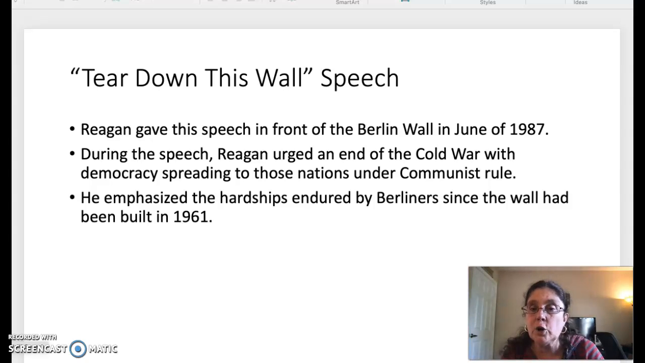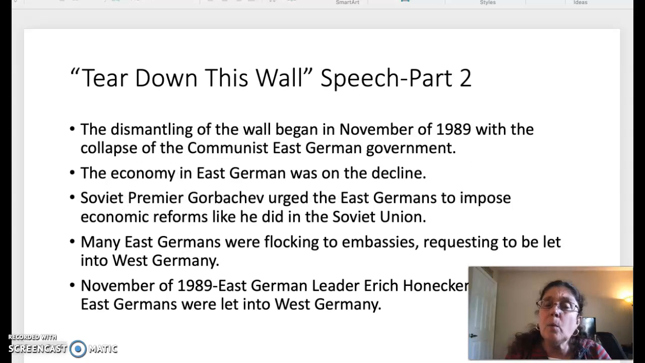Reagan gave this famous speech at the Berlin Wall in June of 1987. During this speech, he urged an end to the Cold War and said he dreamed of democracy spreading to the nations under communist rule. And he emphasized the hardships endured by Berliners since the wall had been built in 1961. So basically, you have to understand the end of the Cold War and the fall of the Berlin Wall to really get into the tear down this wall speech.